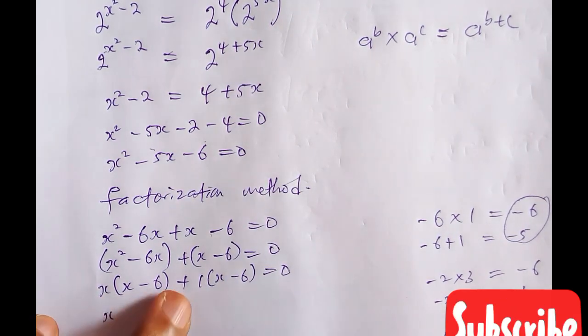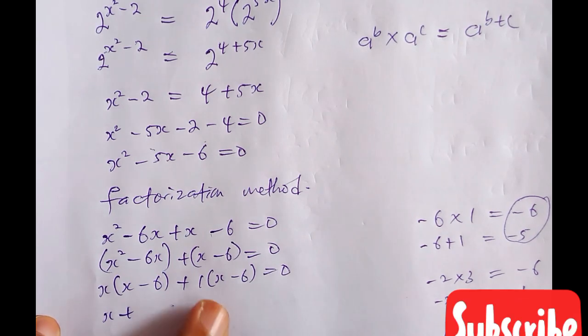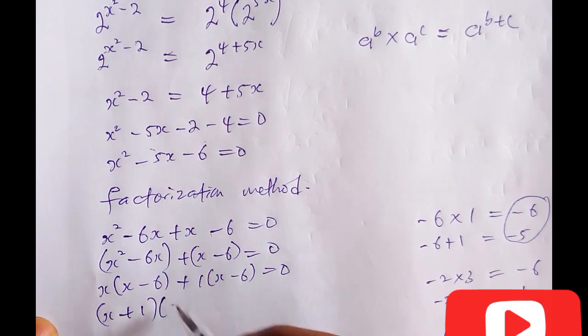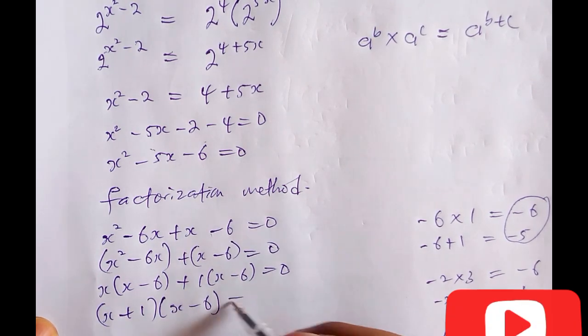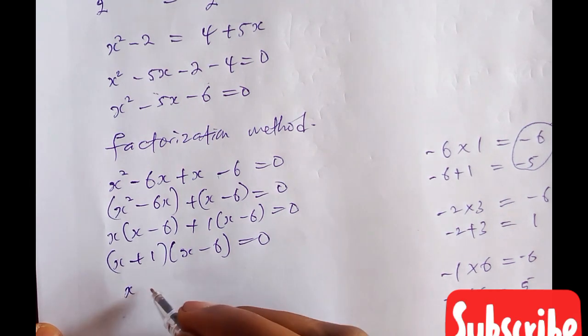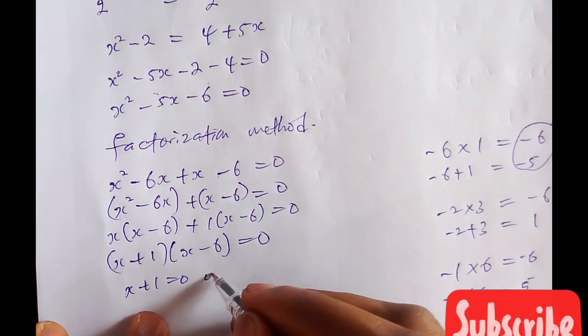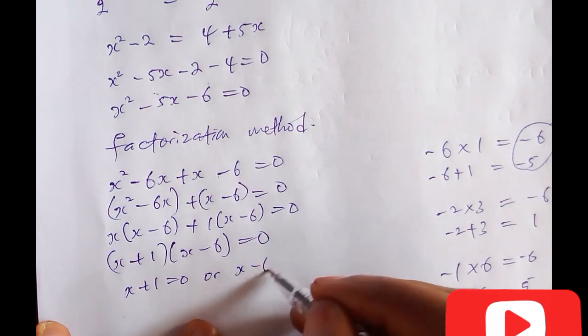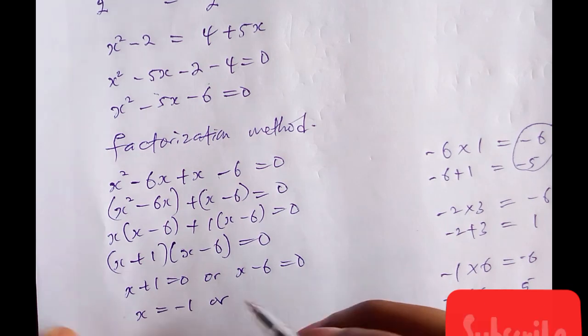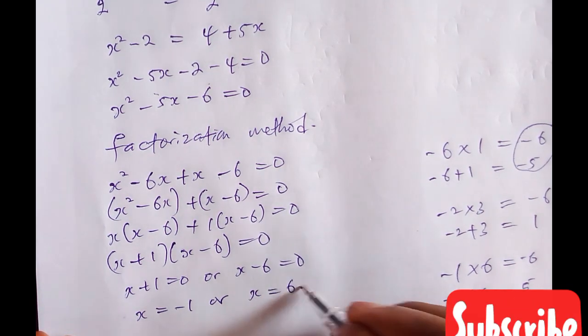This gives us x plus 1, then we take 1 out of these two, gives us 0. Then x plus 1 equal to 0, or x minus 6 is equal to 0. Therefore our answer is x equal to minus 1 or x is equal to 6.